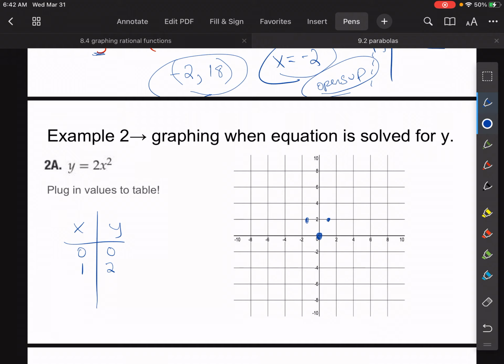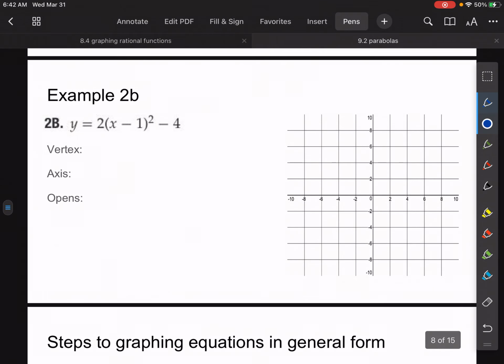If you plug a 2 in, 2 squared is 4, 4 times 2 is 8. So 2, 8, and negative 2, 8. And there's your graph. For now, they just want you to be comfortable with that in example 2a. But then in 2b, things change a little bit.